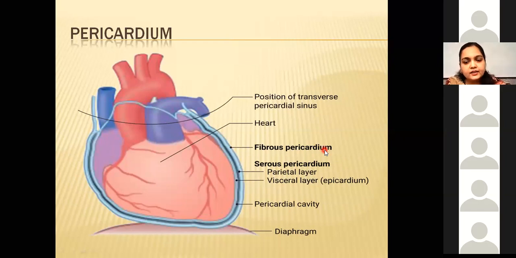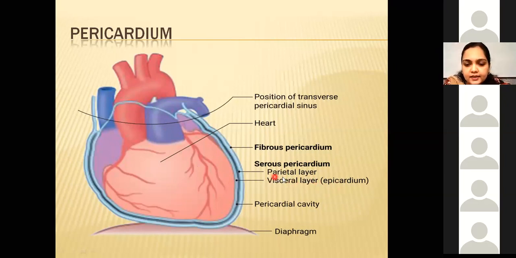And then finally we have the visceral layer of the serous pericardium. This visceral layer is directly adherent to the heart. So the innermost layer of the serous pericardium is the visceral layer and it is also termed epicardium. Now again, the pericardium is divided into two layers: the fibrous pericardium, which encloses the whole heart plus the great vessels, and the serous pericardium. This serous pericardium again splits into two layers, the parietal layer and the visceral layer.